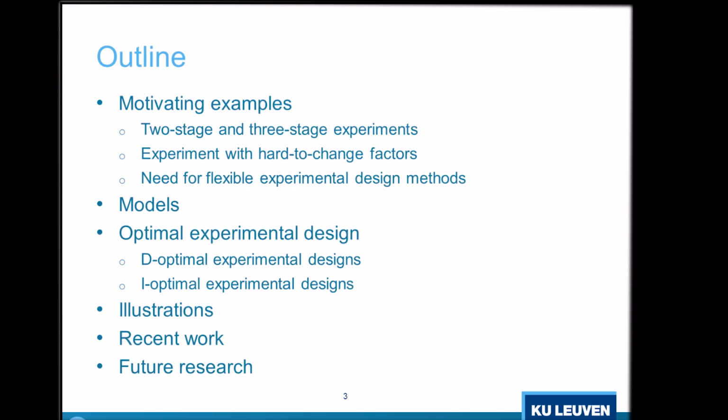On slide number 3, you can find an outline for today's talk. I will start by some motivating examples. I will discuss the models typically used for data from split plot and split-split-plot experiments, and I will discuss the most commonly used criteria for selecting experimental designs. And then finally, I will return to one of the examples to present an optimal design for it and to discuss some of its features. And I will conclude the talk by mentioning some recent work in the area of split plot and split-split-plot experimental design.